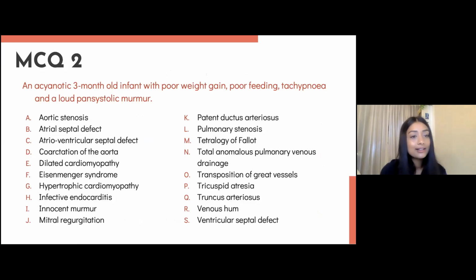So we have an acyanotic 3-month-old infant with poor weight gain, poor feeding, tachypnea, and a loud pansystolic murmur. I'll give you guys a moment in the chat to say what you think the most likely diagnosis is.